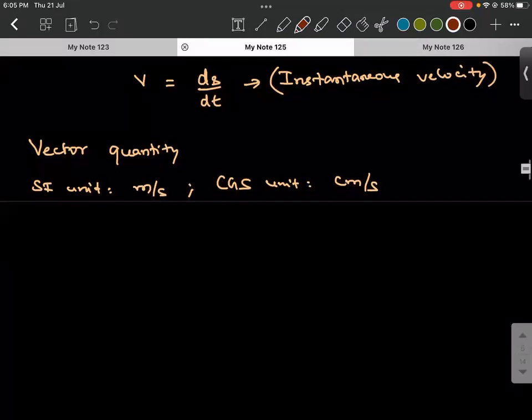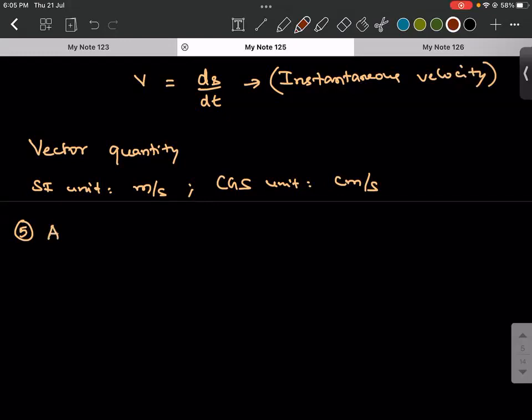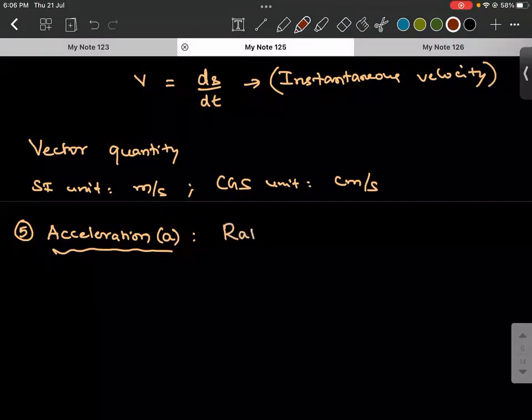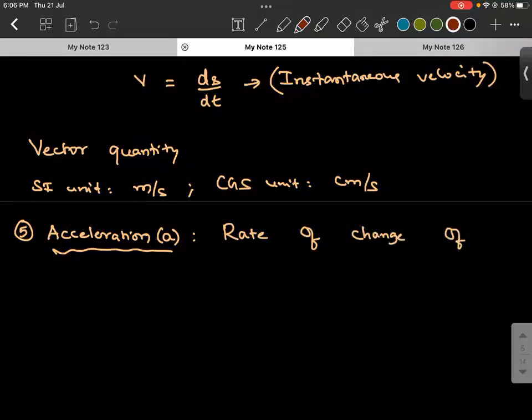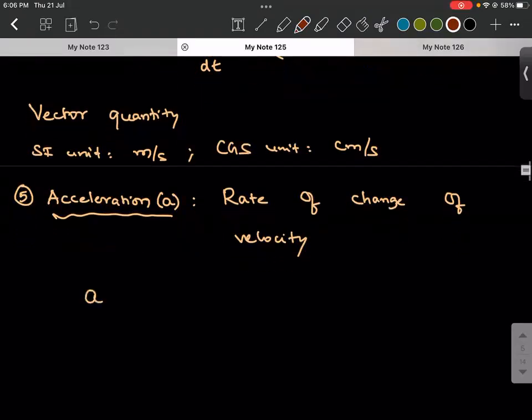So moving on to the fifth quantity, which is called acceleration. Acceleration is represented by the symbol small a. It is defined as the rate of change of velocity. So again, you are using the words rate of change of something. What is the change that is taking place? It is with respect to velocity. So how do you write acceleration? Delta v divided by delta t.